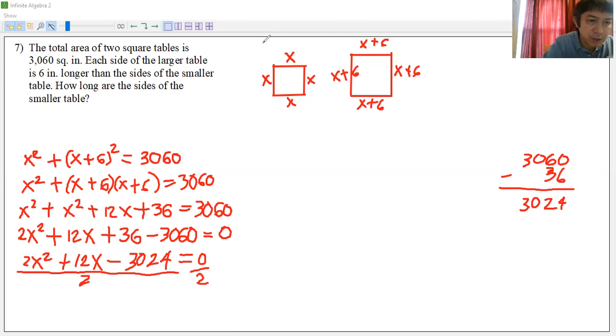Okay, if we do this, the 2x squared becomes just x squared. And 12x over 2 is now 6x. And 3024, when divided by 2, that becomes 1512. Minus 1512 equals 0. Okay, we can now solve the equation.